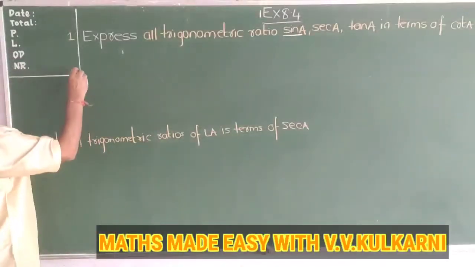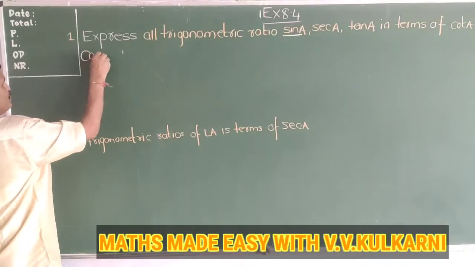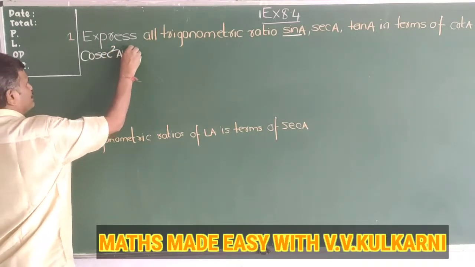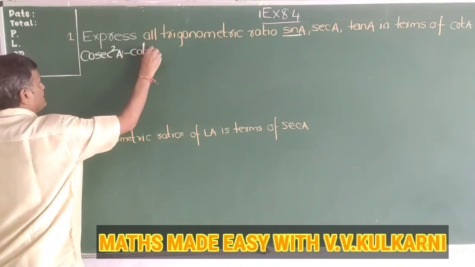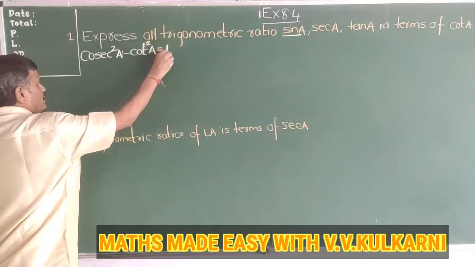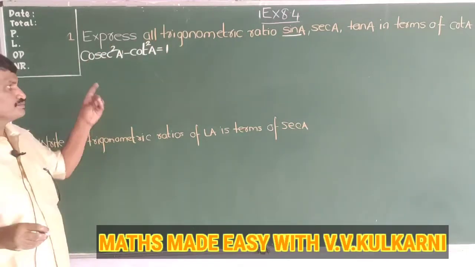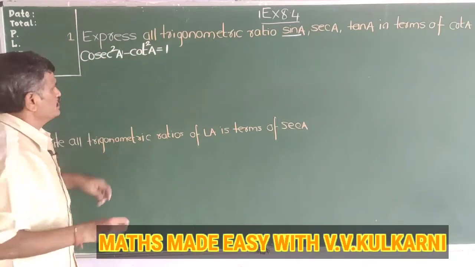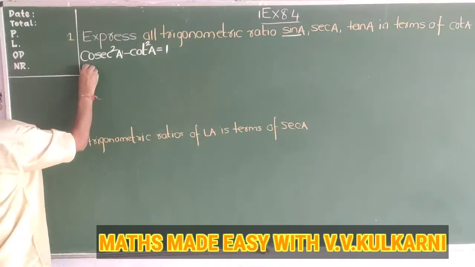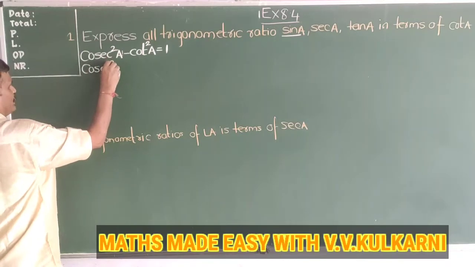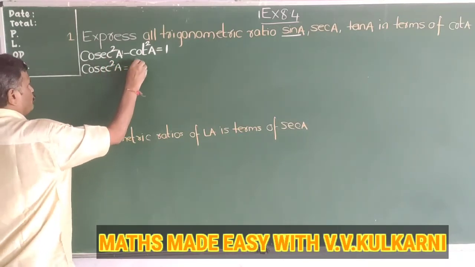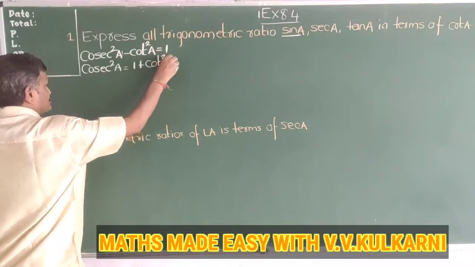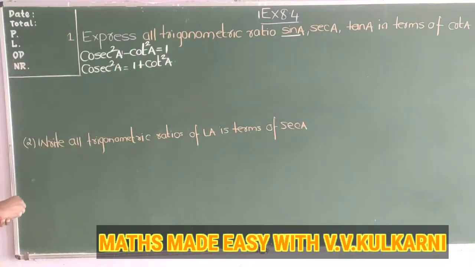Let us see. I will use the formula cosecant square A minus cot square A is equal to 1. We know this formula, we know this identity. Cosecant square A minus cot square A is 1. So, cosecant square A is equal to 1 plus cot square A.